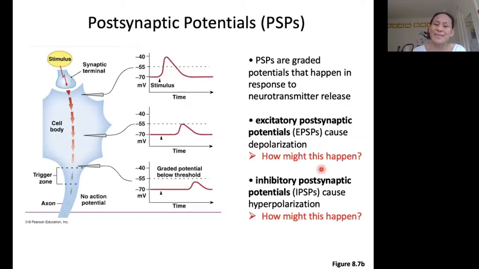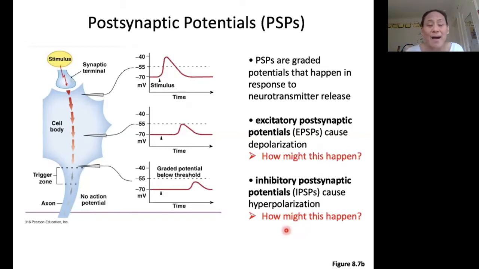Our second type of PSP is an inhibitory postsynaptic potential, or an IPSP, okay? An IPSP is a PSP that is hyperpolarizing, okay? So now just take a moment to think about this question. How might you get an IPSP to happen in a cell? So just think about what ions would be involved, write something down.